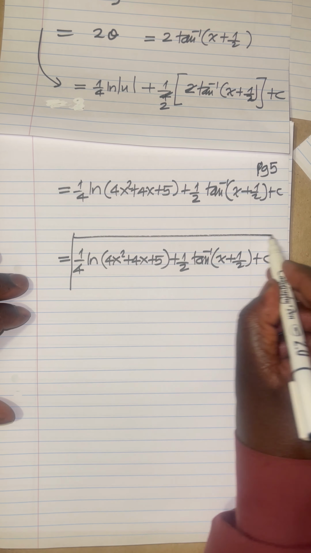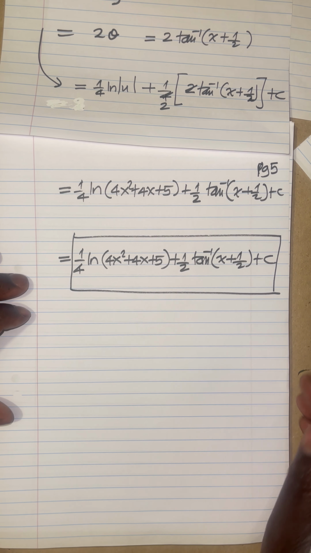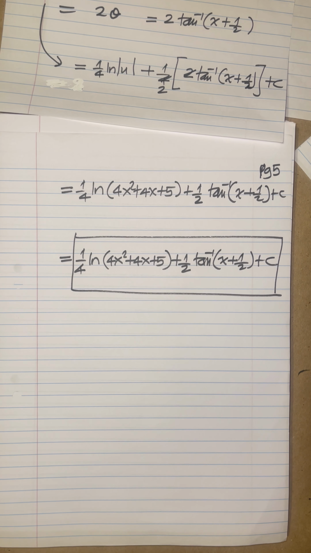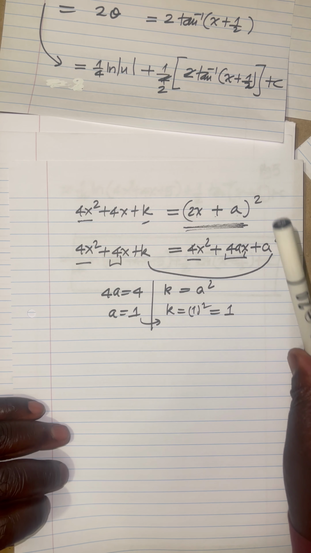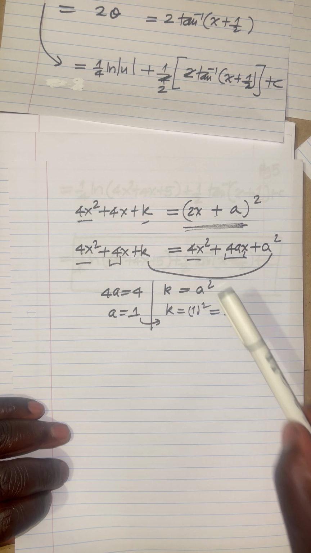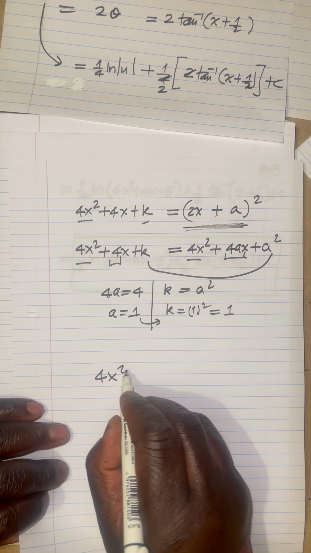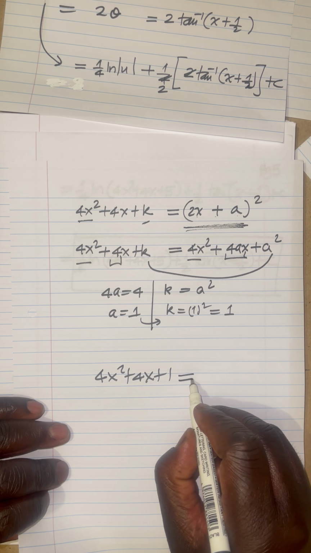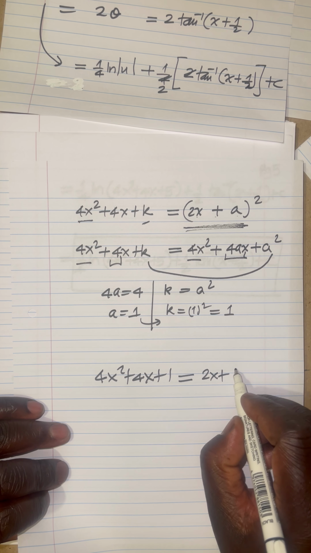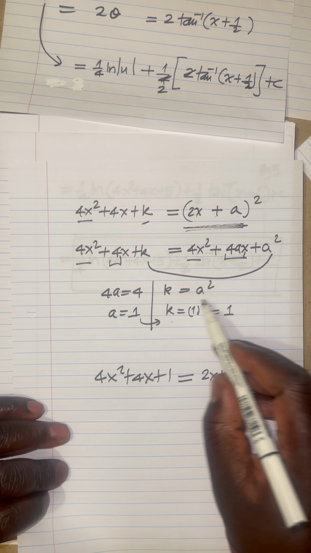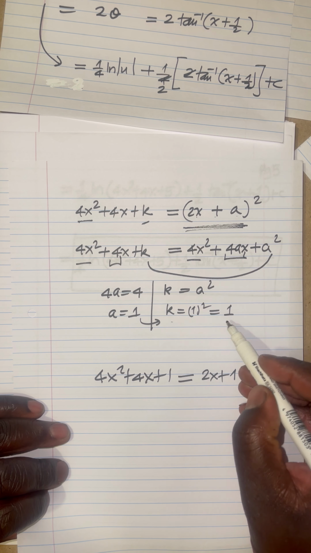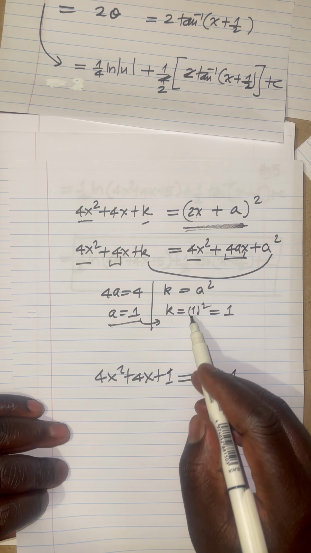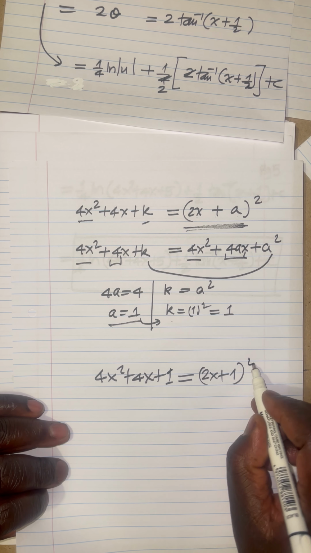Now, let me explain to you why we must drop the absolute value signs. Remember here we did this completing the square process. We said 4x squared plus 4x plus 1 is a perfect square, and therefore this can be written as 2x plus 1. Remember a is equal to 1. Of course, a and k are the same because you square 1, you get 1.